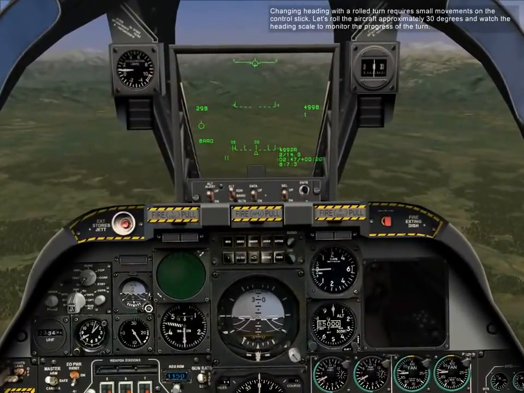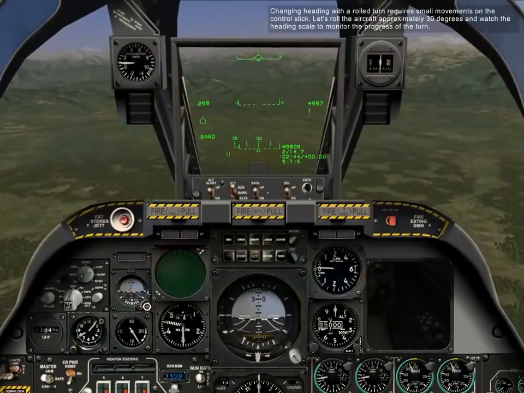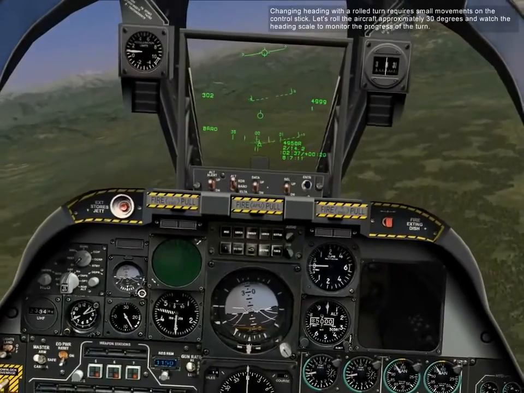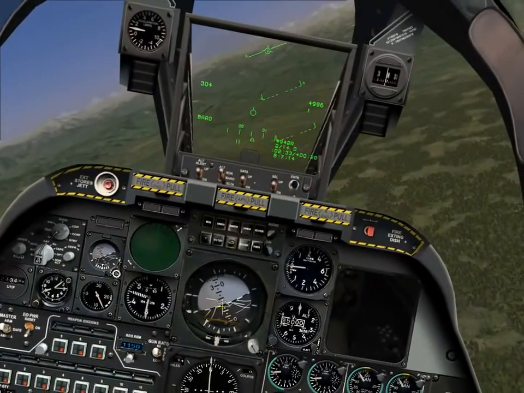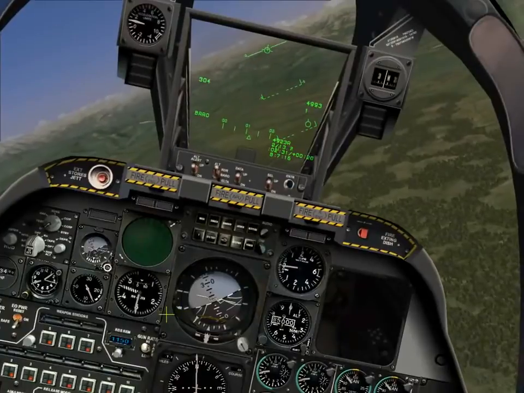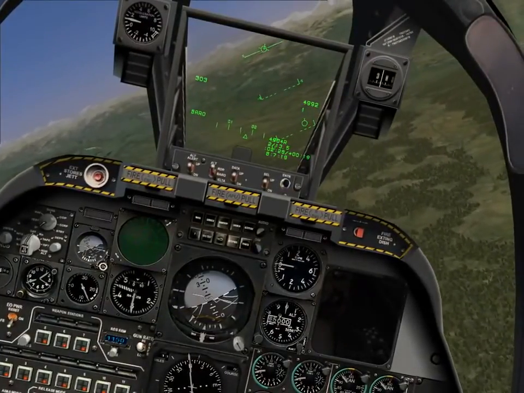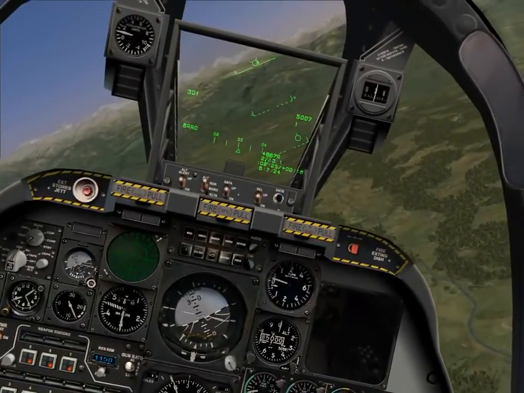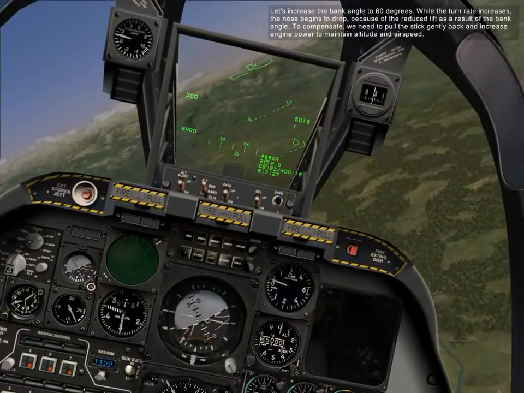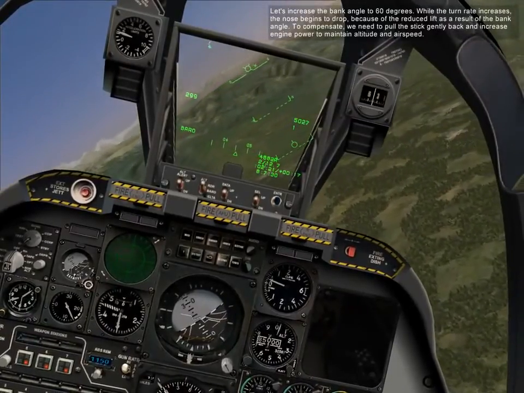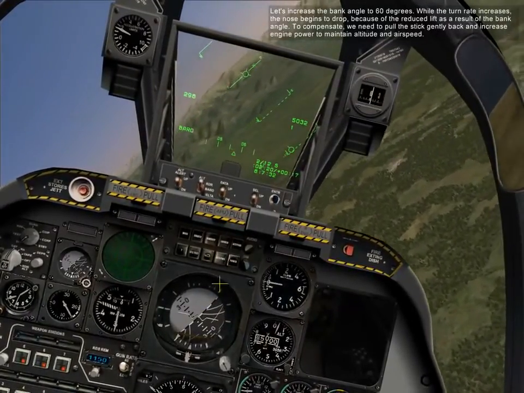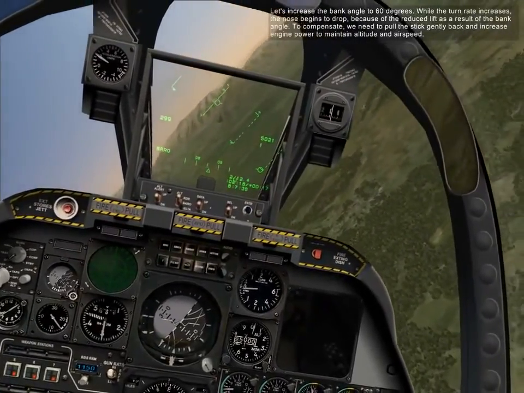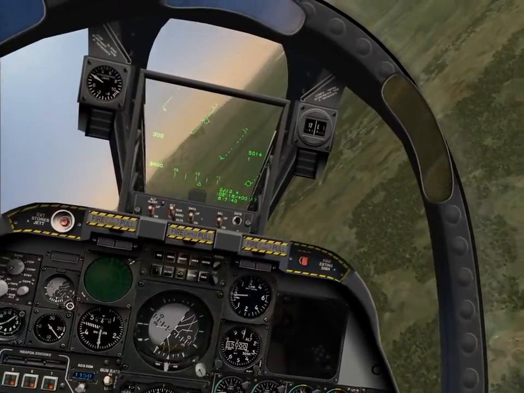Changing heading with a roll turn requires small movements on the control stick. Let's roll the aircraft approximately 30 degrees and watch the heading scale to monitor the progress of the turn. Let's increase the bank angle to 60 degrees. While the turn rate increases, the nose begins to drop because of the reduced lift as a result of the bank angle. To compensate, we need to pull the stick gently back and increase engine power to maintain altitude and airspeed.